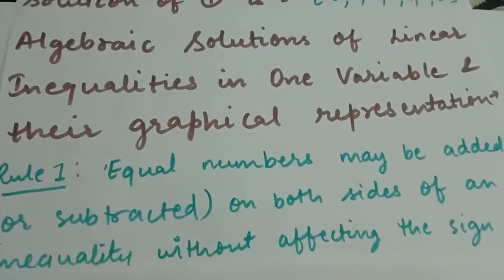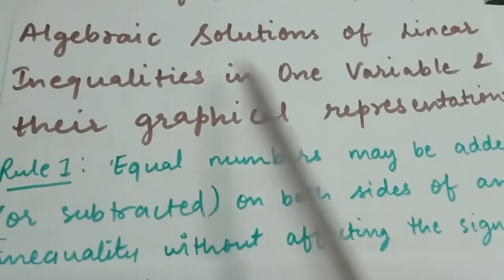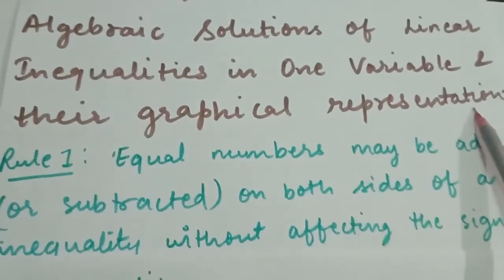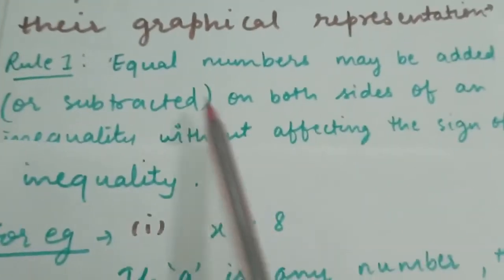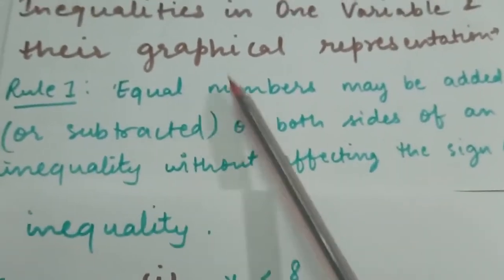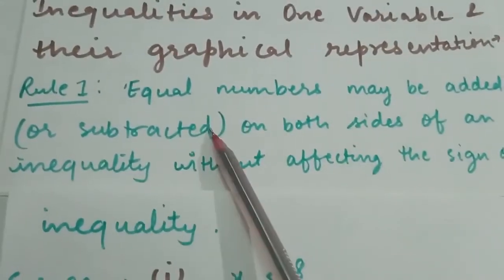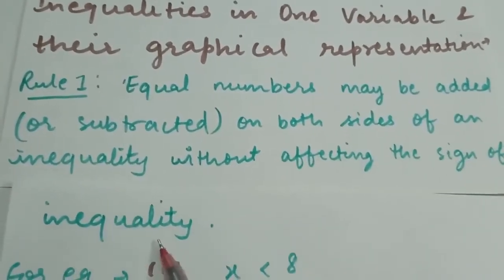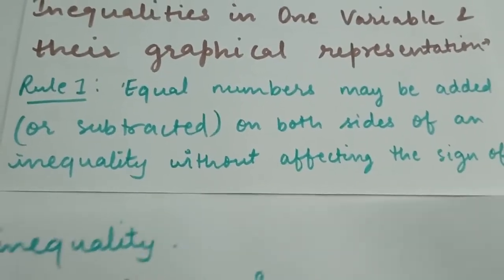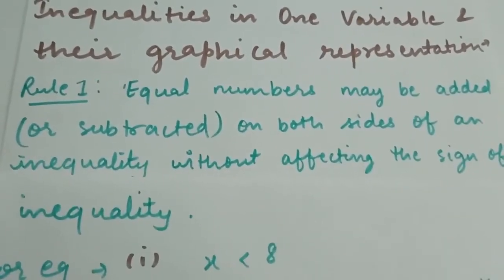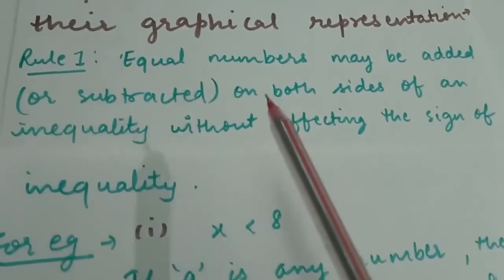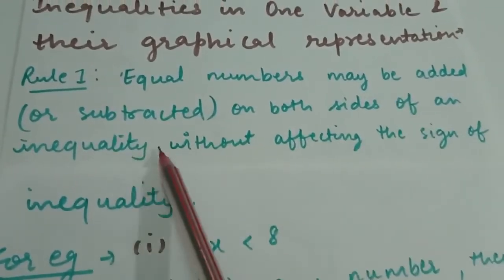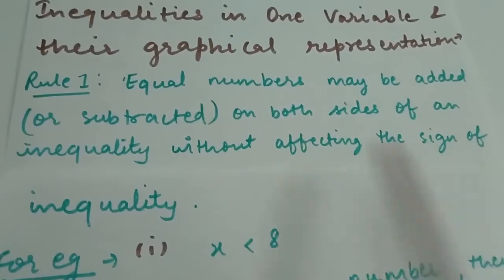Now we will study the algebraic solution of linear inequalities in one variable, how to find the algebraic solutions and their graphical representations, right? So there are some rules. Rule first is that equal numbers may be added or subtracted on both sides of an inequality without affecting the sign of inequality, right? So the first rule says if we add or subtract any number on both sides of an inequality, then it will not affect the sign of inequality.